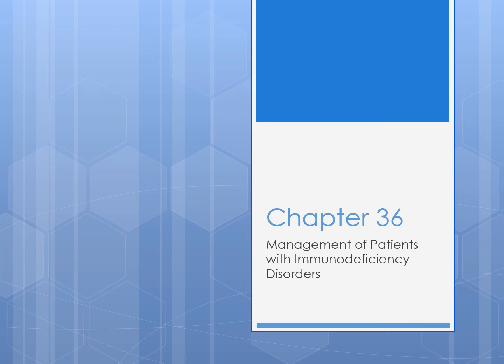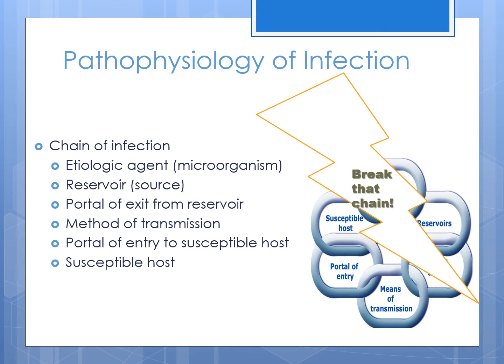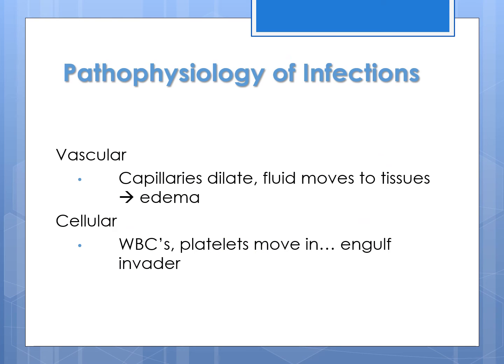This chapter will cover immunodeficiency disorders. Listed here is the pathology of infection if you need to look that over as a reminder of what you learned in anatomy and physiology. On a vascular level, infections can cause edema, and on a cellular level, it can cause an increase in white blood cells.